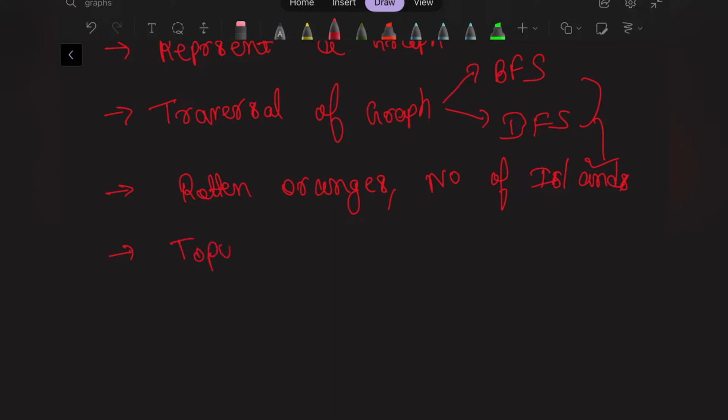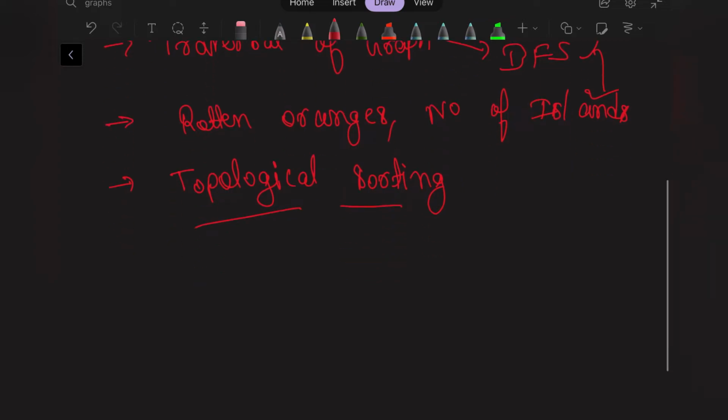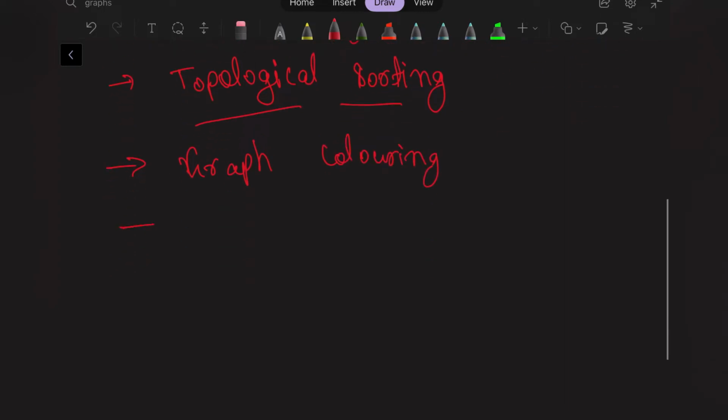After that, we are going to discuss topological sorting. In this, we are going to solve questions on topological sorting also. And in this, we are also going to detect cycle of the graph. After that, we are going to discuss graph coloring. And after graph coloring, we are going to discuss shortest path in graph.